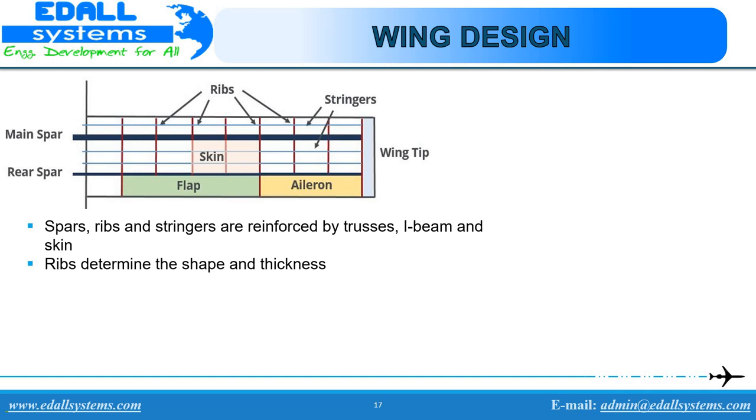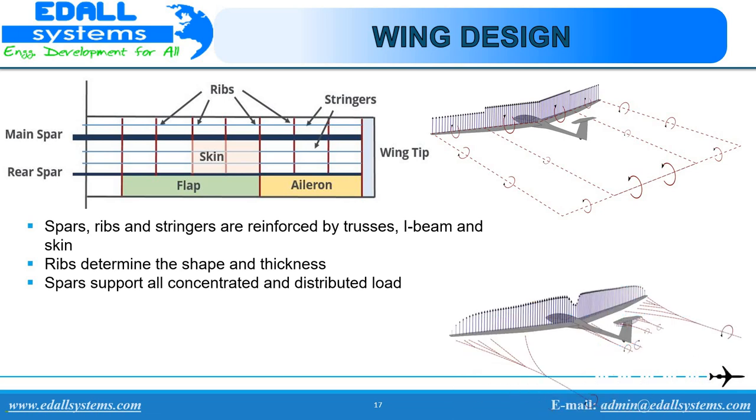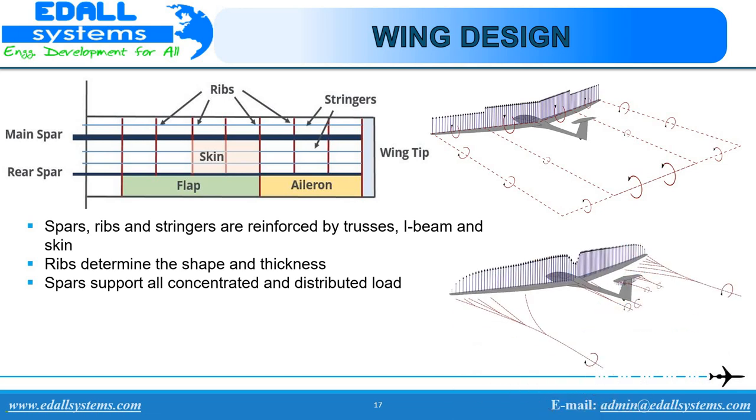The spars are the principal structural members of the wing. They support all distributed load as well as concentrated weights such as the fuselage, landing gear, and engines. The loads on the wing are the sum of aerodynamic lift and drag forces as well as concentrated and distributed weight of wing-mounted engines and structural elements.